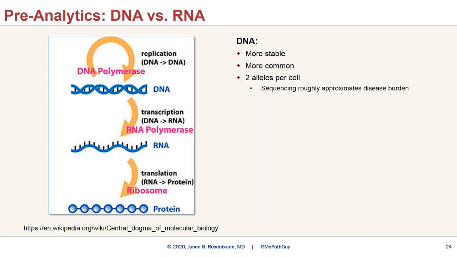Well, first of all, proteins are just very challenging to interrogate. So you're really left with a choice of DNA or RNA for the sake of decoding disease. DNA, in contrast to RNA, is more stable. If you've ever worked in a research lab context, you probably are aware that if you look at RNA funny, it degrades. So DNA is just a much easier substrate to work with. It's more commonly deployed in different labs, which makes it easier to compare results. And importantly, DNA comes in a ratio of 2 alleles per cell if everything is working appropriately biologically. That lets you roughly approximate the disease burden by sequencing, because you have two alleles per cell.